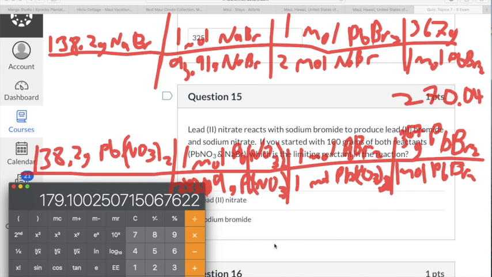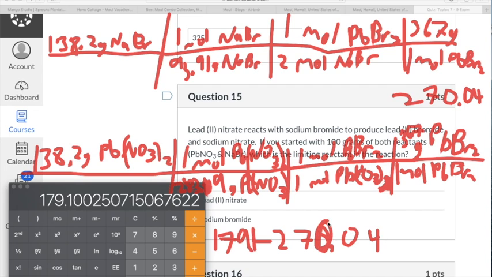I'll do that down here. So I ended up with 179 grams of this stuff minus 270.04. And that's going to be how many grams I could have made, but I didn't, from my excess. And then I can figure out my excess.